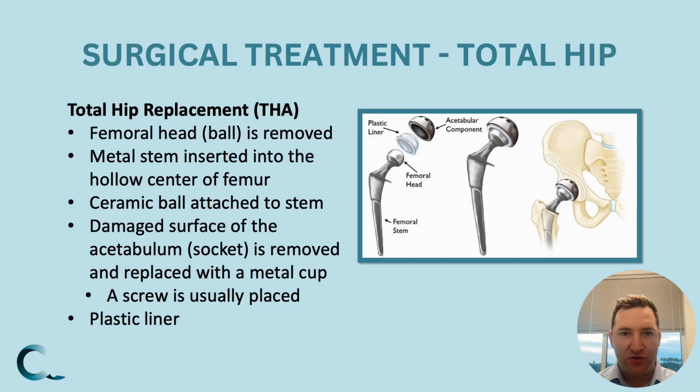The surgical treatment for hip arthritis is a total hip replacement. We perform a total hip replacement by removing the femoral head. We then insert a metal stem into the thigh bone, known as the femur bone. We prepare the acetabulum, also known as the socket, to accept a new metal cup, and then we create a new bearing surface made up of a ceramic femoral head and a plastic liner to allow for a smooth, pain-free range of motion of the hip.